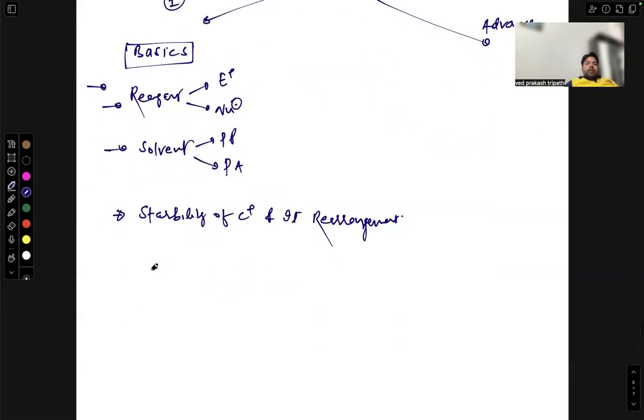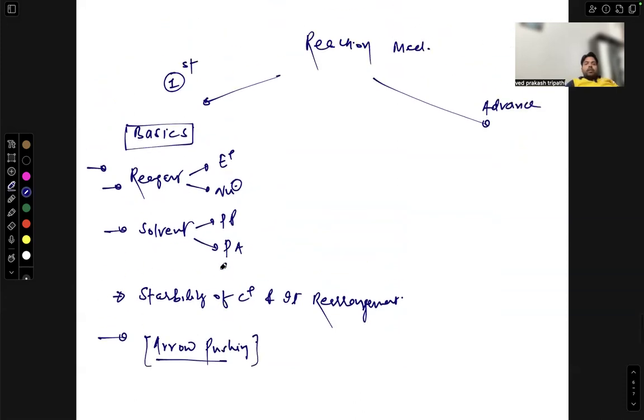And I will discuss another thing which is called arrow pushing. Because in this sitting, DAT has changed some of the things. They included a new thing like arrow pushing. So I will explain the arrow pushing as well. So after this, we can jump into SN1, SN2, E1, E2.